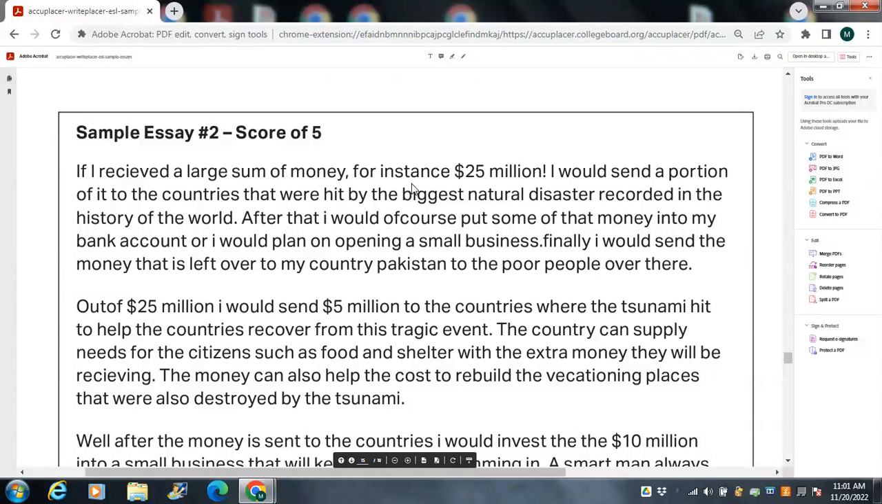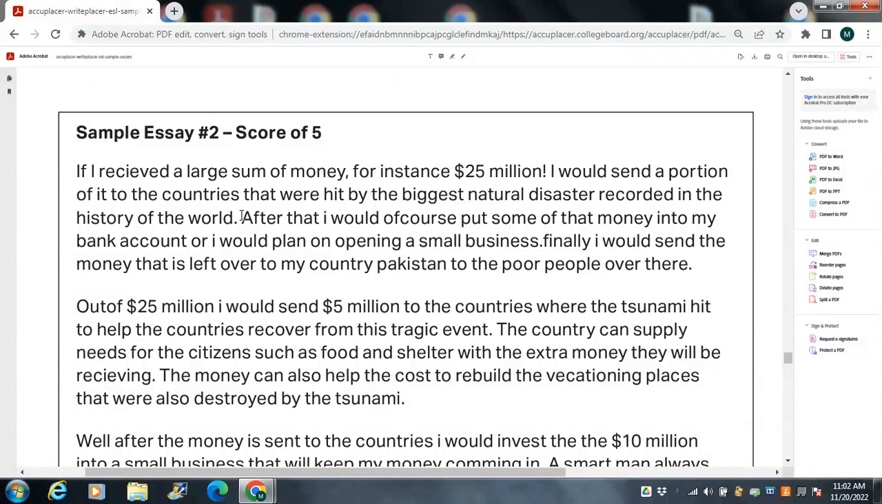Next sentence: "I would send a portion of it to the countries that were hit by the biggest, my bad, writers. I would send a portion of it to the countries that were hit by the biggest natural disasters recorded in the history of the world." Okay, I really like how they stayed, again, with "if I received," so they're creating this sort of future tense and they keep it going with "I would." So they keep the same tense as far as verb tenses go, which is great.